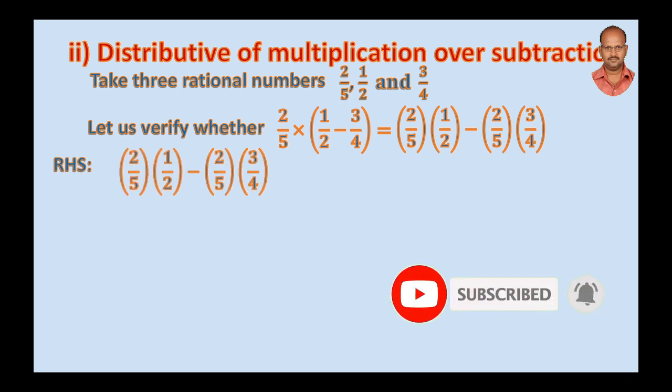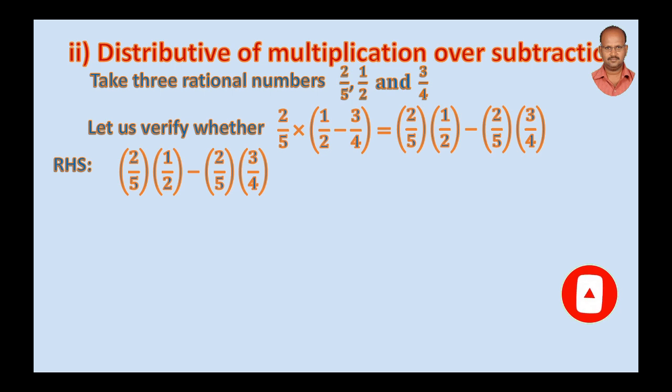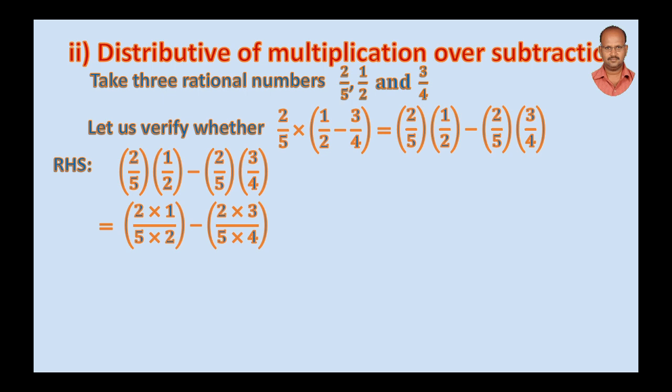2 by 5 into 1 by 2 minus 2 by 5 into 3 by 4. Then that is equal to 2 into 1 by 5 into 2 minus 2 into 3 by 5 into 4. 2 ones are 2, 2 ones are 2. Then 2 ones are 2, 2 twos are 4. That is equal to 1 into 1 by 5 into 1 minus 1 into 3 by 5 into 2, that is equal to 1 by 5 minus 3 by 10.